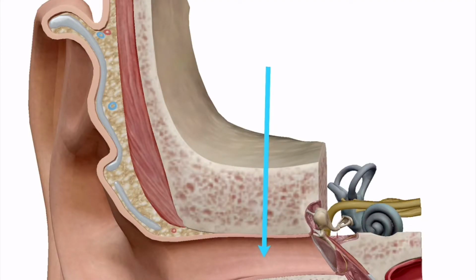The external acoustic meatus functions to send vibrations from the outside of the ear to the tympanic membrane, which is the border between the external and middle ear.